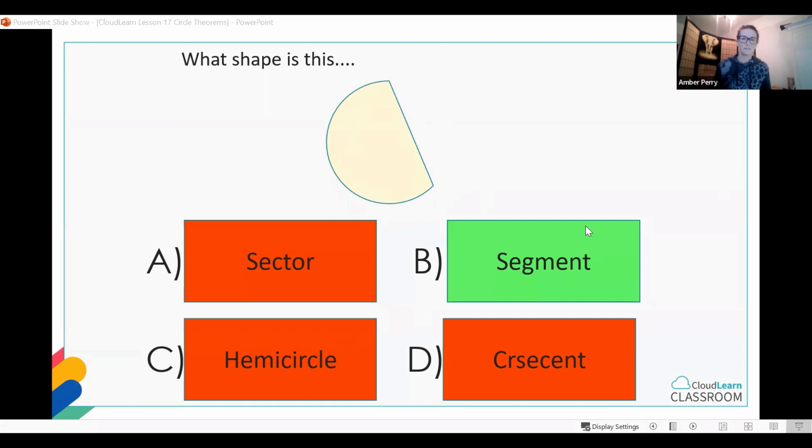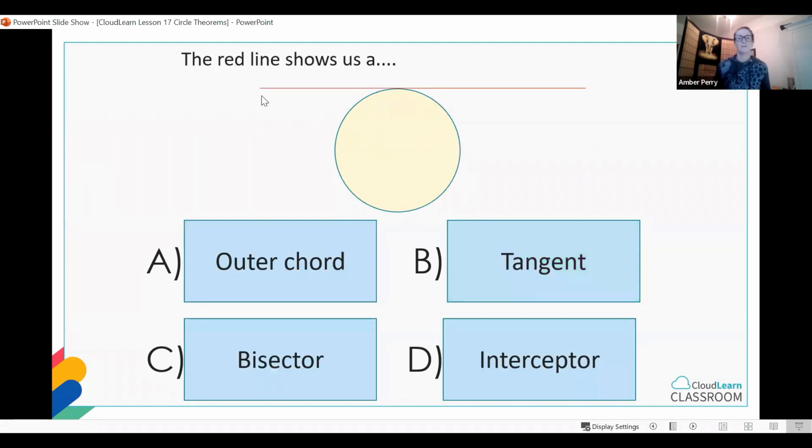Okay, I'm going to use this word a lot today. It comes up a lot in circle theorems. This red line here, it goes past the circle. It doesn't go through the circle. It touches the circumference once and carries on.